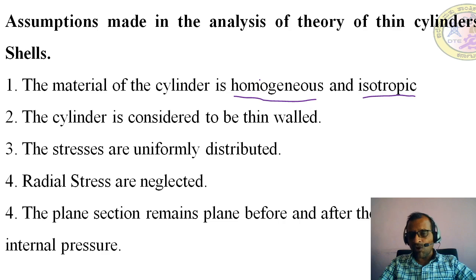Isotropic means all the properties of the material are the same in all directions. If the properties of the material are the same in all directions, then we call it an isotropic material. So this is the first assumption. We are assuming that the material of the cylinder is homogeneous and isotropic.